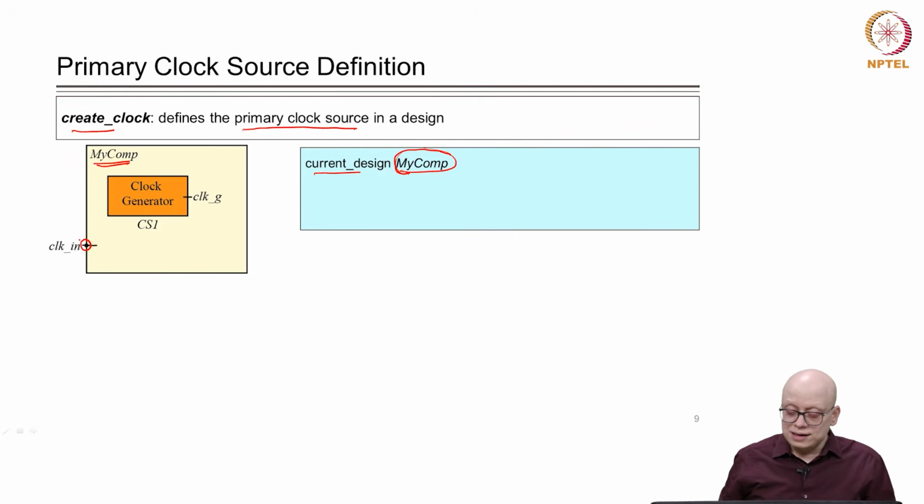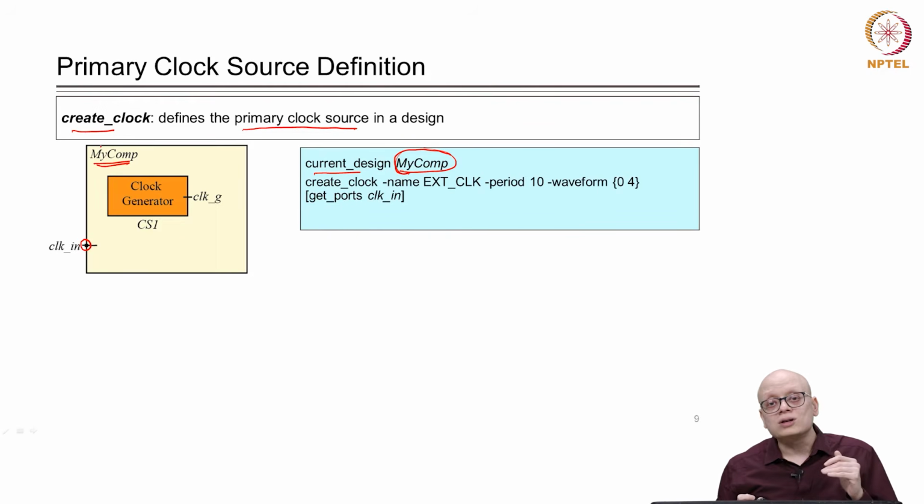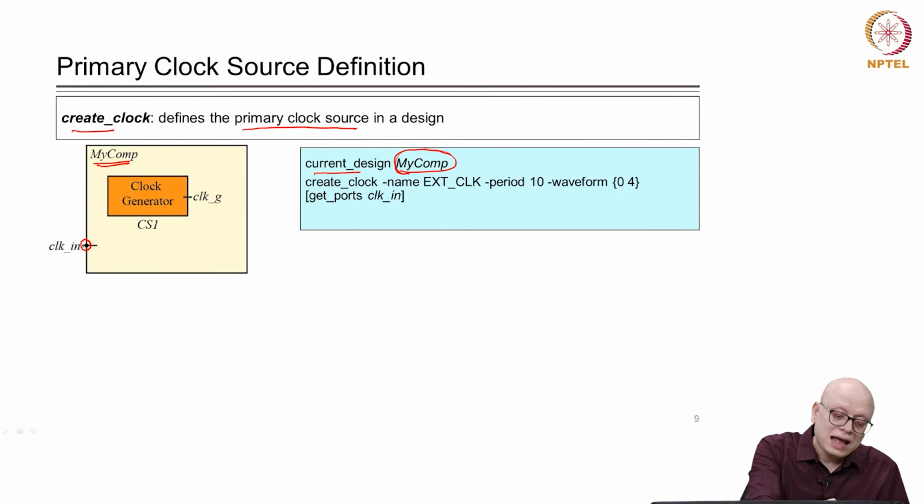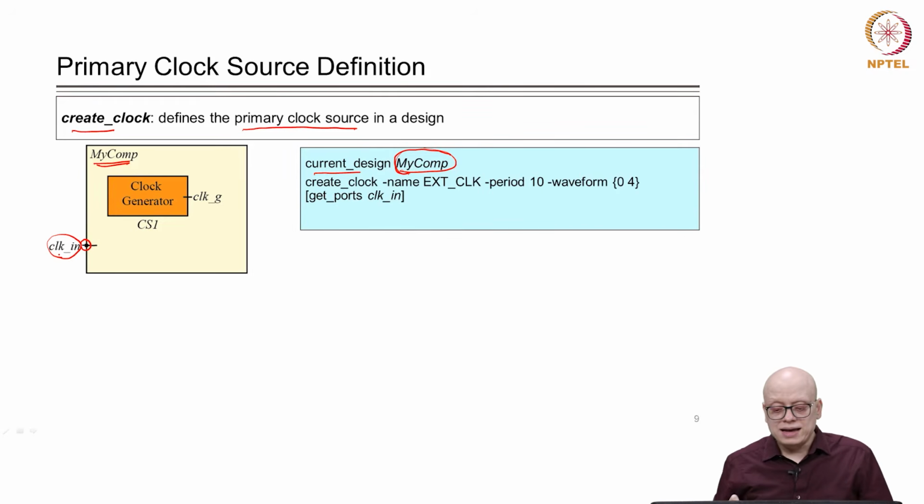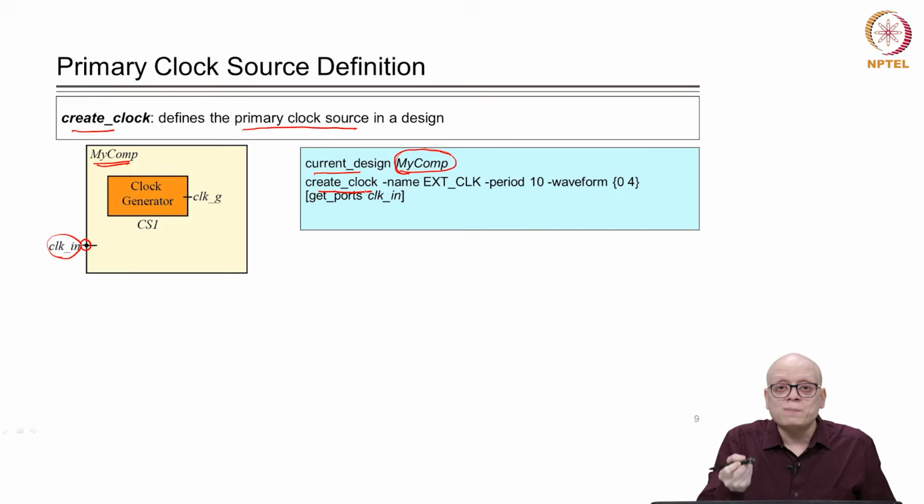So, suppose our design mycomp was receiving a clock signal from an external source, and it was receiving it at the port clock_in. In that case, how do we write the clock constraint? We use the command create_clock and then give some name to this clock. So, we give the name as ext_clock, whatever.